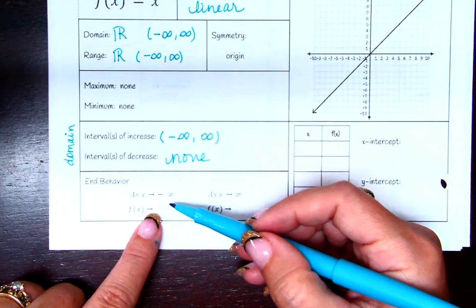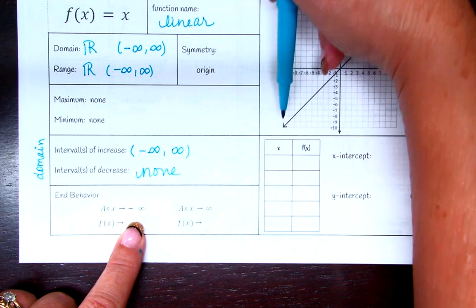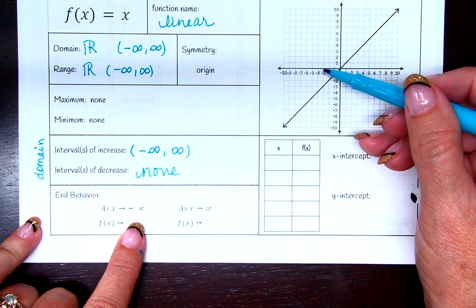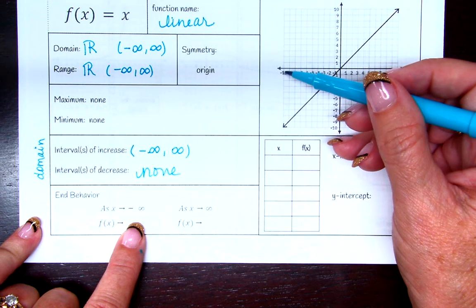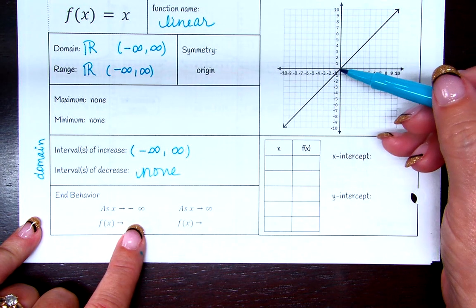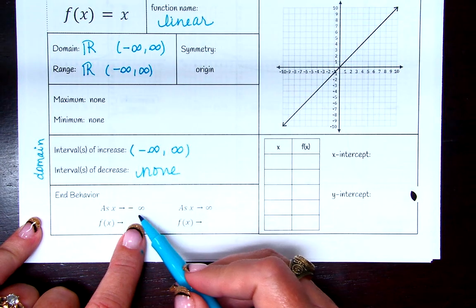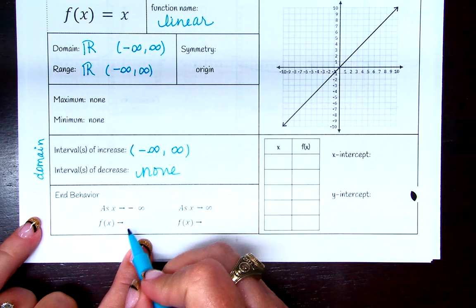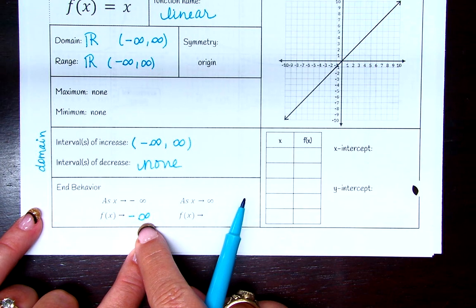As the x's are moving to the left, where's the y going? Here's an example. If I move left 3, where am I going? Down 3. If I'm moving left 10, where am I going? Down 10. Using that same pattern, if I move left 100, where am I going? Down 100. So if I'm moving all the way to negative infinity, where's the y going? Negative infinity. Absolutely. As we're going to the left, the graph is going down. That's what this is saying, right?